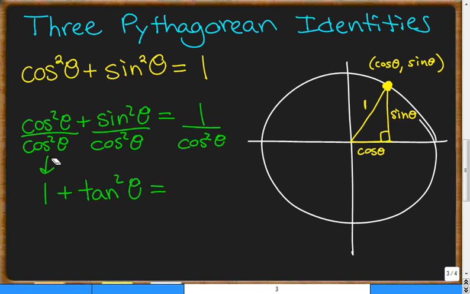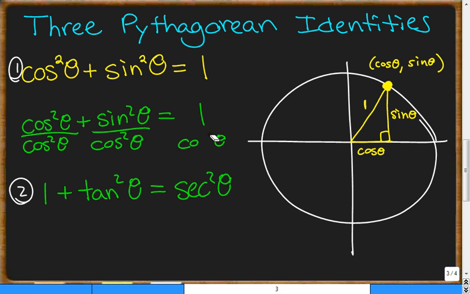Now that's going to equal 1 over cosine squared. Well, we learned that 1 over cosine previously was the same thing as secant. So 1 squared, which again is the same thing as 1, over cosine squared is going to be secant squared. So this is the second identity. Okay? So let's see, we're going to call this the first one. This is the second one. And now I'm going to do a third one.